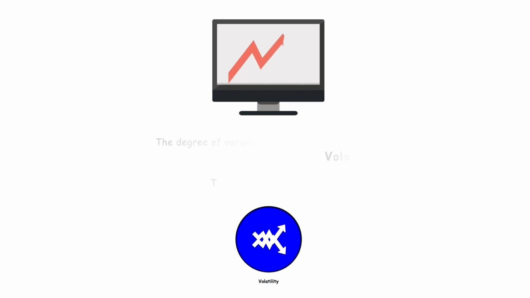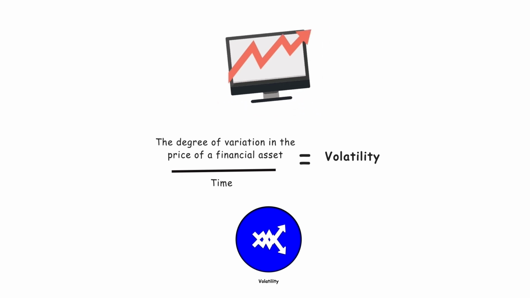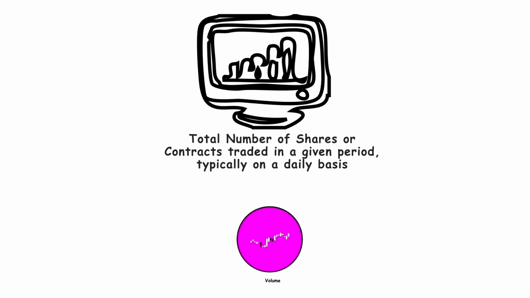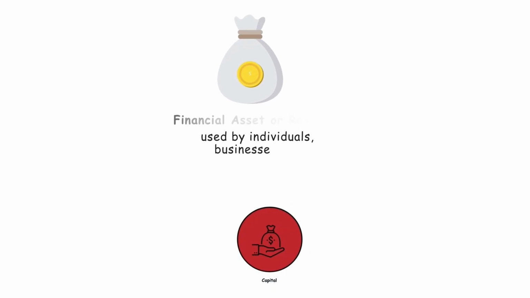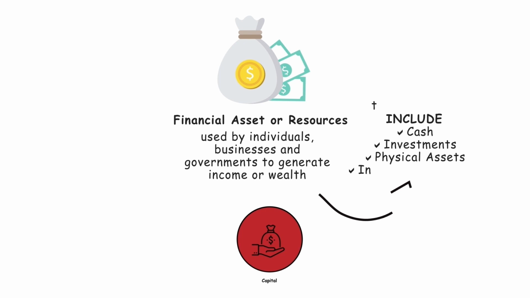Volatility. This refers to the degree of variation in the price of a financial asset over time. Volume. Volume in financial markets refers to the total number of shares or contracts traded in a given period, typically on a daily basis. Capital. This refers to financial assets or resources that individuals, businesses, or governments use to generate income or wealth. It can include cash, investments, physical assets, and intellectual property.